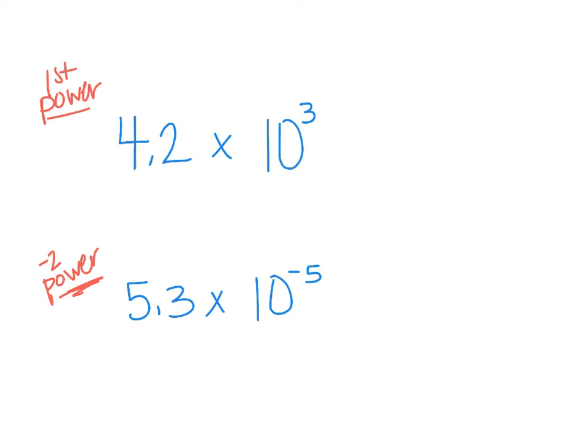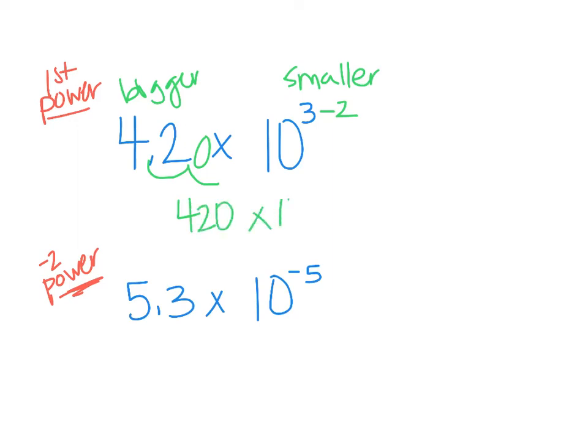All right, so this first one, I want it to be to the 1st power, so I need to subtract 2 here. Okay, if I made this one smaller, then I need to make this bigger over here by 2 powers of 10. So I'm going to multiply it by 100 or move it over twice. So I end up with 420 times 10 to the 1st power.